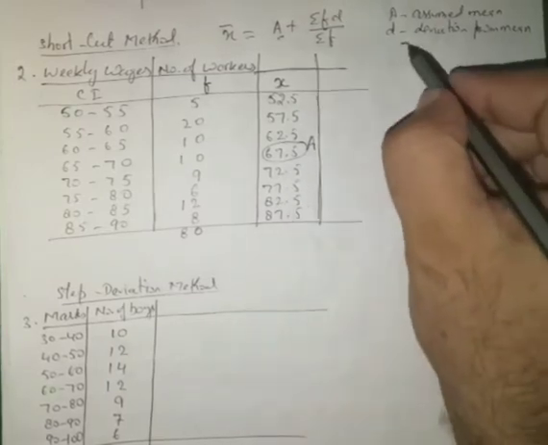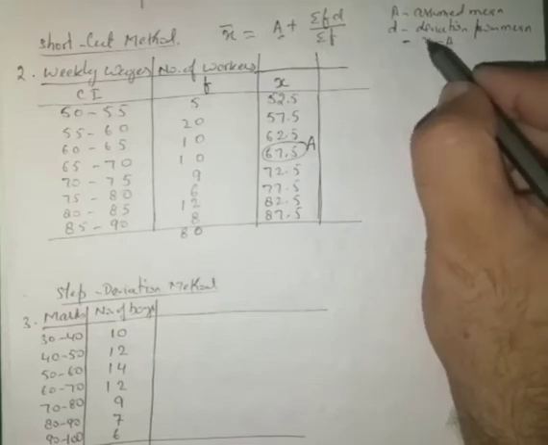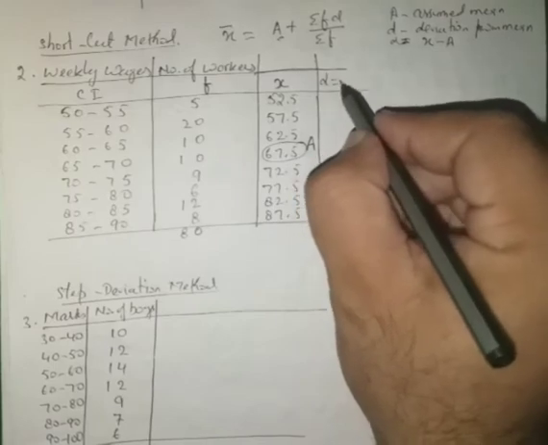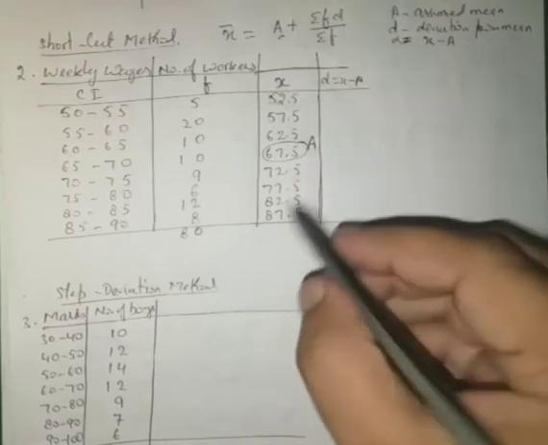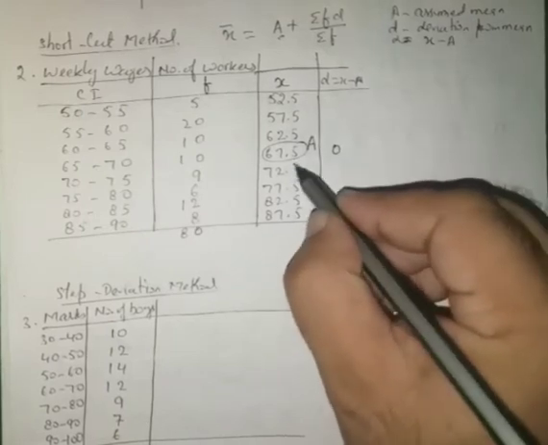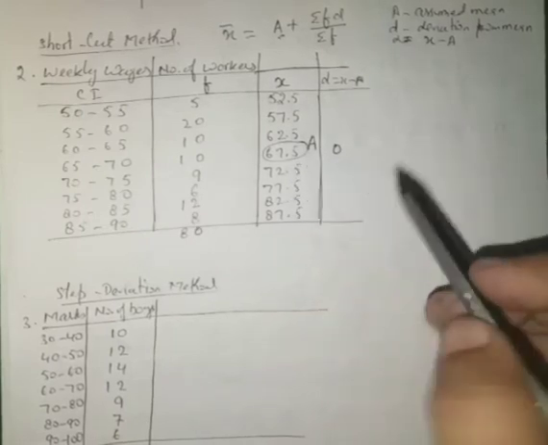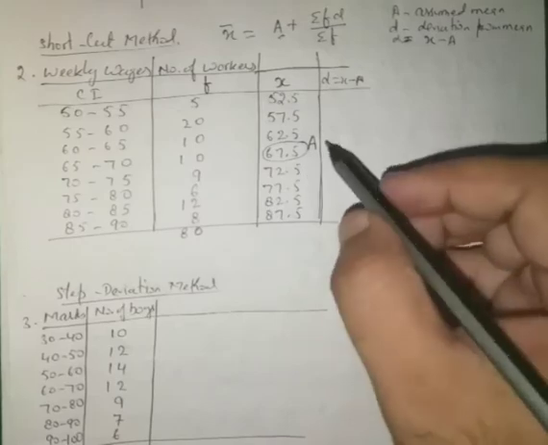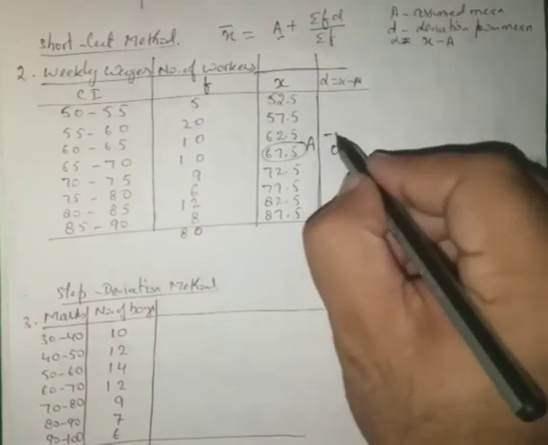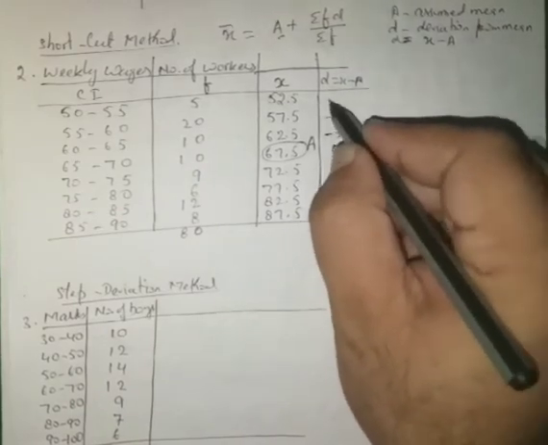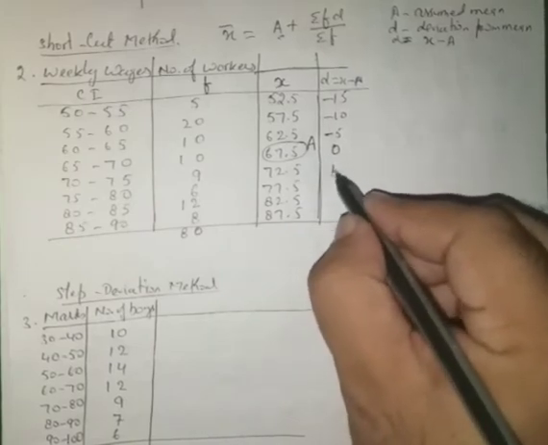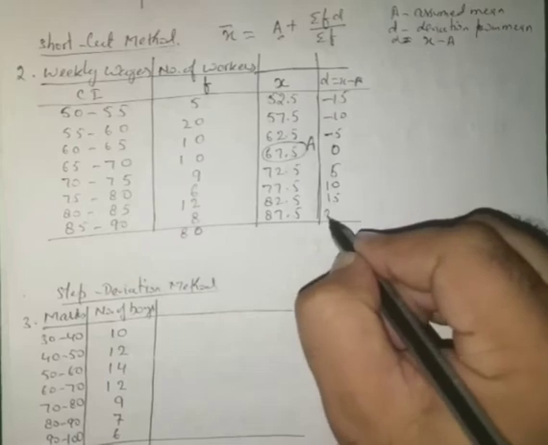And now the deviation is x minus A. So I am writing d equal to x minus A here. We have to write the difference here. So here it will be 0, and the differences will be multiples of 5, meaning multiples of the width of the interval. So here it will be minus 5, minus 10, and minus 15. And here it will be 5, 10, 15 and 20.